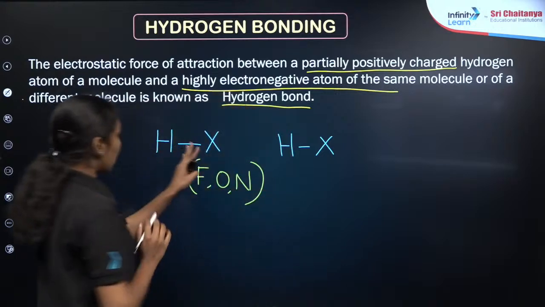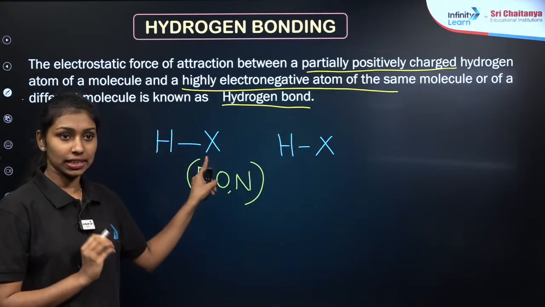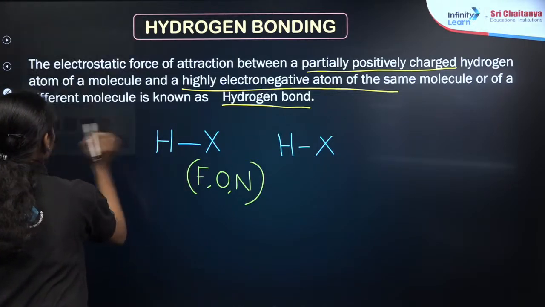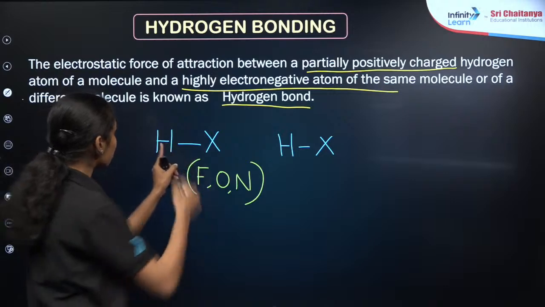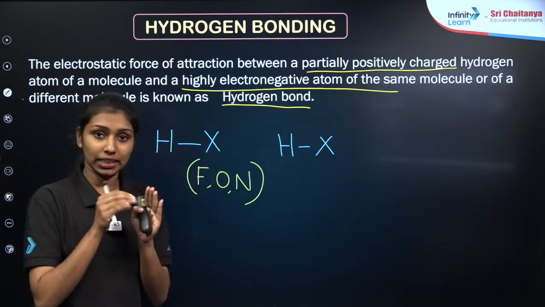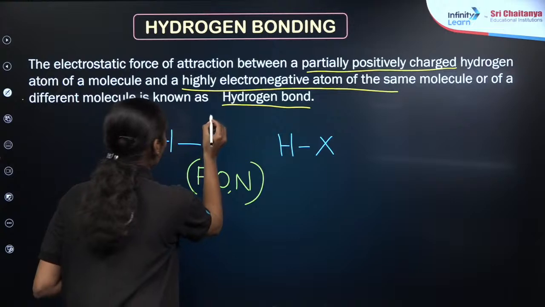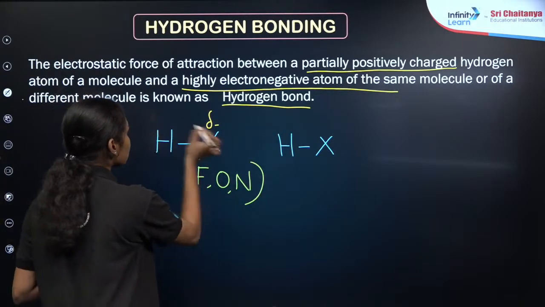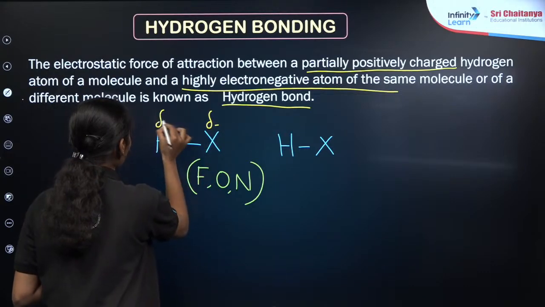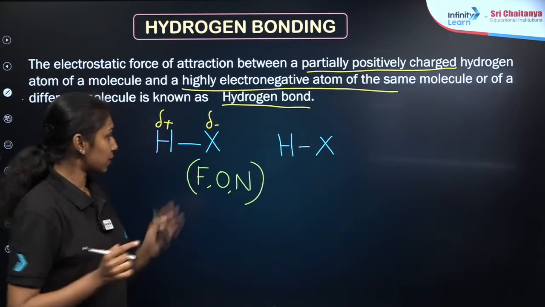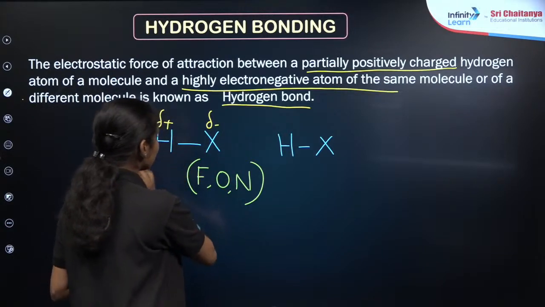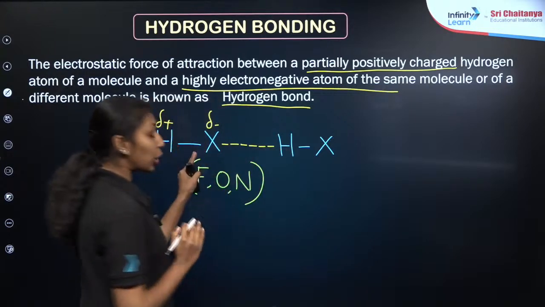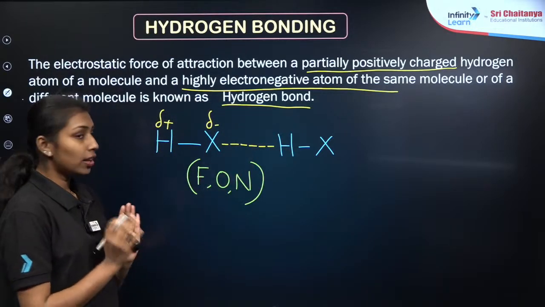What will happen here? We know that X has high electronegativity, right? X is highly electronegative, which means that these electron pairs are highly attracted by the X. So it is acquiring a partial negative charge, right? So I can say this as delta minus. Due to the presence of this electronegative atom, hydrogen will acquire a delta positive charge, right? So there is a difference between these electronegativities. There will be a partial bond characteristic existing between the electronegative atom of one molecule and the hydrogen atom of another molecule. Are you getting the point?